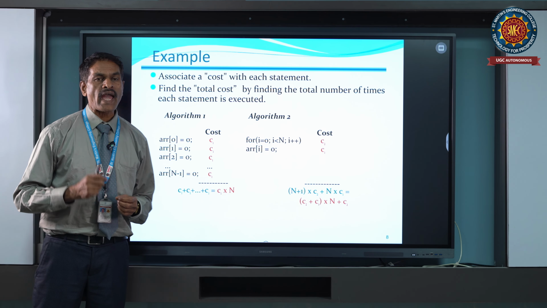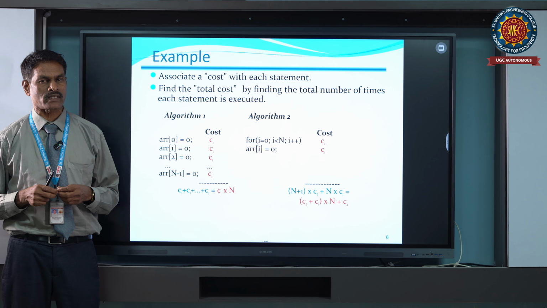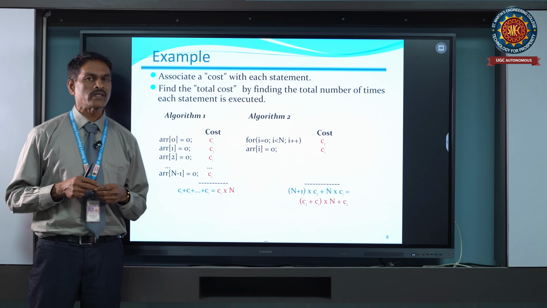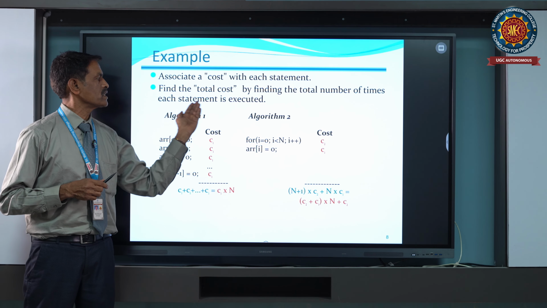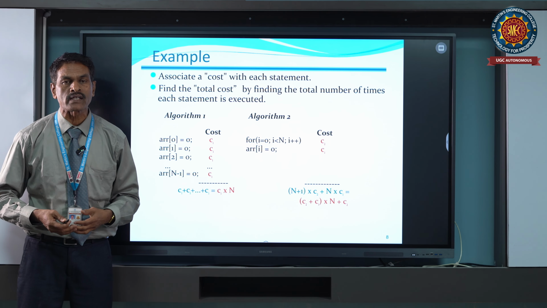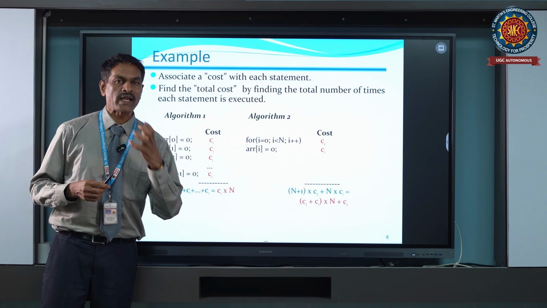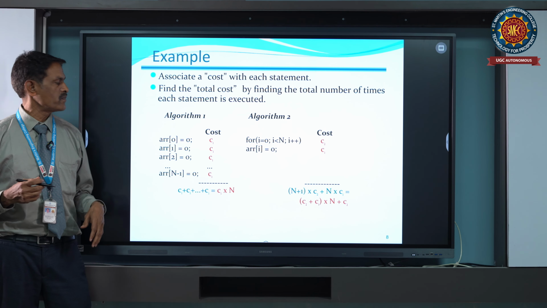First of all, the time cost for each statement: how much time is going to take place. That purpose we are using as asymptotic notation. So the total cost, the number of times of each statement, how much total time is going to take place for this mechanism. That is what we are using as asymptotic notation.